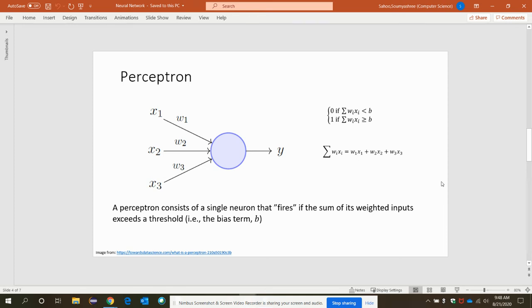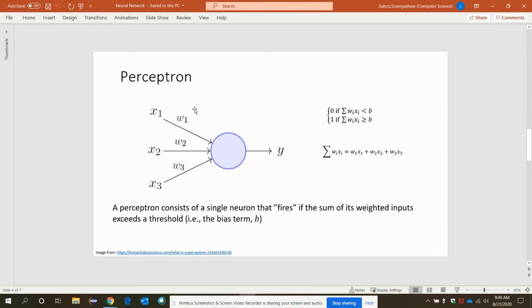A perceptron consists of a single neuron that fires if the sum of the weighted inputs exceeds a threshold, and the bias term here is B. The output is set to 0 if the summation of all the weighted inputs wi xi is less than B, and 1 if the summation of the weighted inputs is greater than or equal to B. And here the summation of weighted inputs is to be calculated in this way.